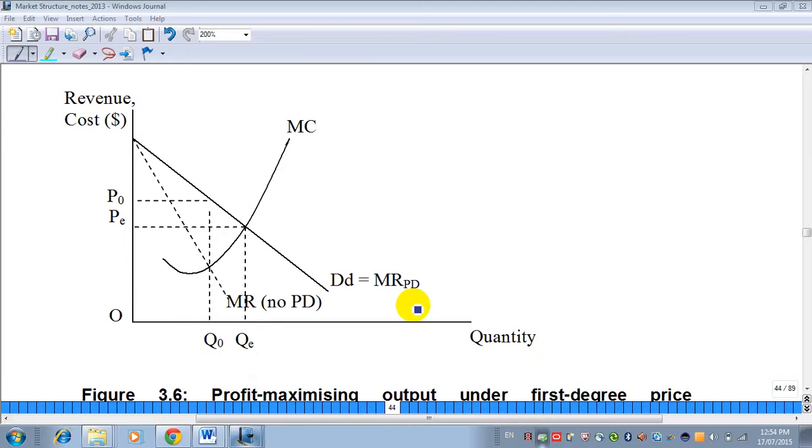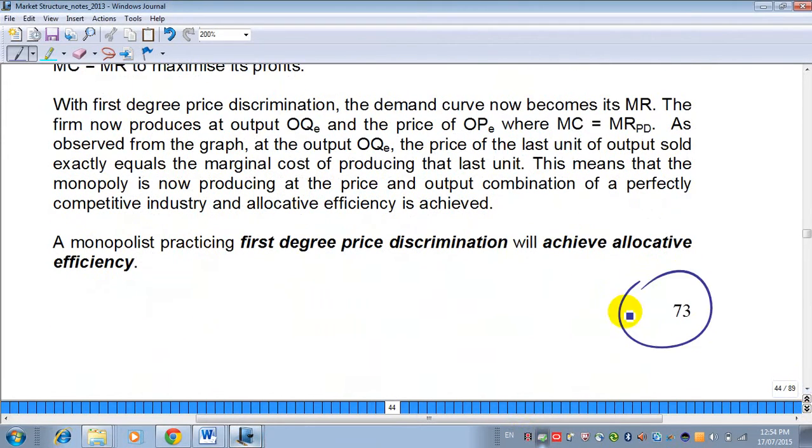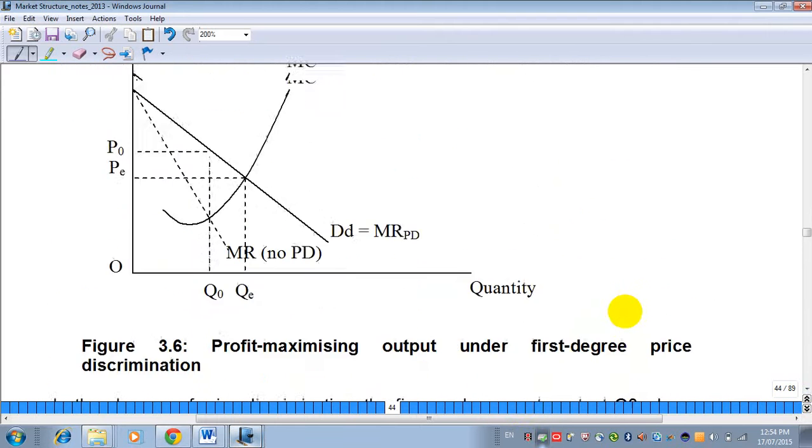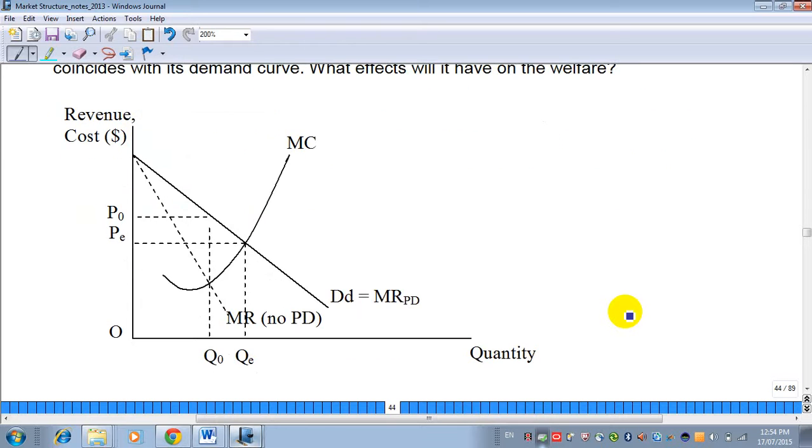Now, let's go to your lecture notes. Turn to page 73 of your market structure lecture notes, where the costs and benefits of price discrimination, all the points are at.